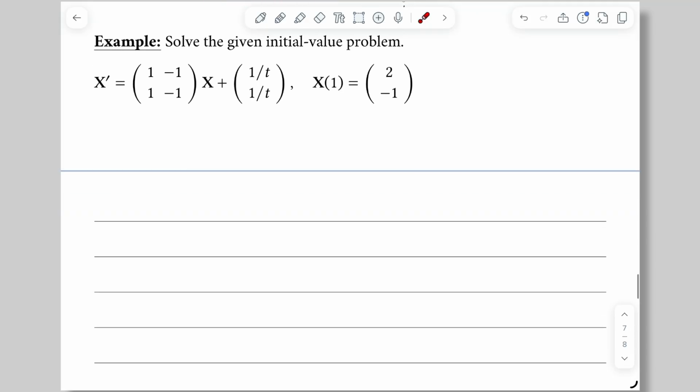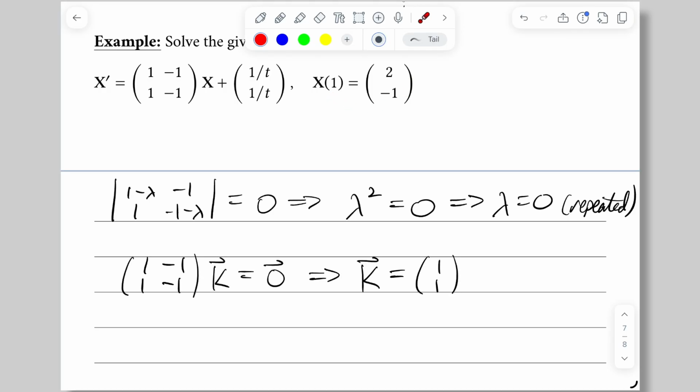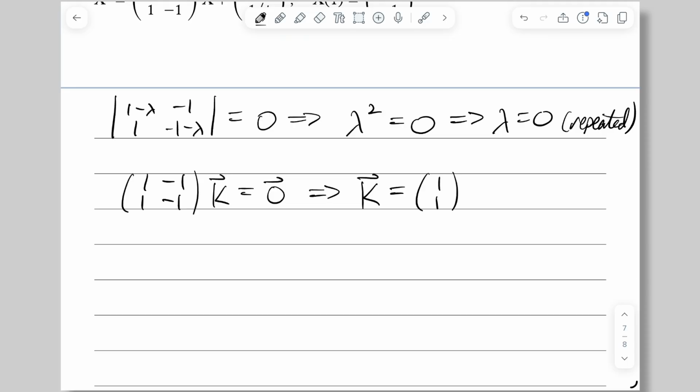Our initial value problem is x prime equals the matrix 1, negative 1, 1, negative 1 times x plus the column vector 1 over t, 1 over t, and the initial condition is that x of 1 is equal to 2, negative 1. As you can easily confirm, A minus lambda I is 1 minus lambda, negative 1, 1, negative 1 minus lambda. Finding that determinant, setting it equal to 0, gives us that lambda equals 0, a repeated eigenvalue. Then our system becomes 1, negative 1, 1, negative 1 times k is equal to 0, giving us an eigenvector of 1, 1.